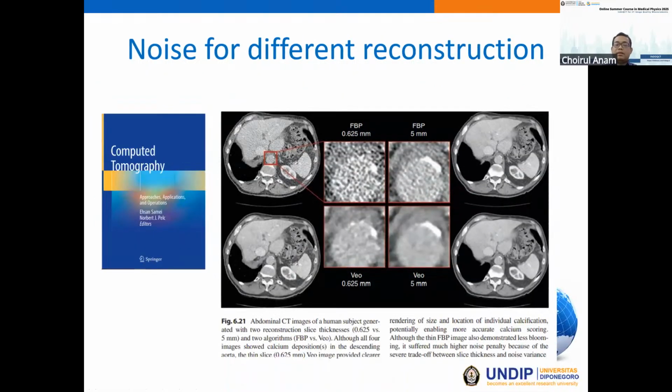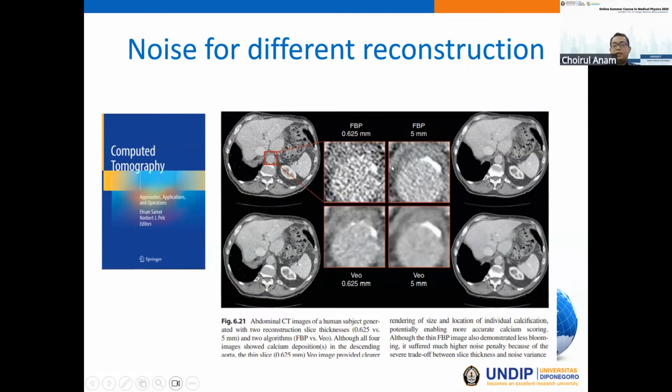This is another example. We have two images, at the top and the bottom. At the top is the image filtered with filter back projection, and at the bottom is the image reconstructed using IR, VO. And we can see that the noise is different. Using filter back projection, the image is noisy, and by using VO, the noise is less.